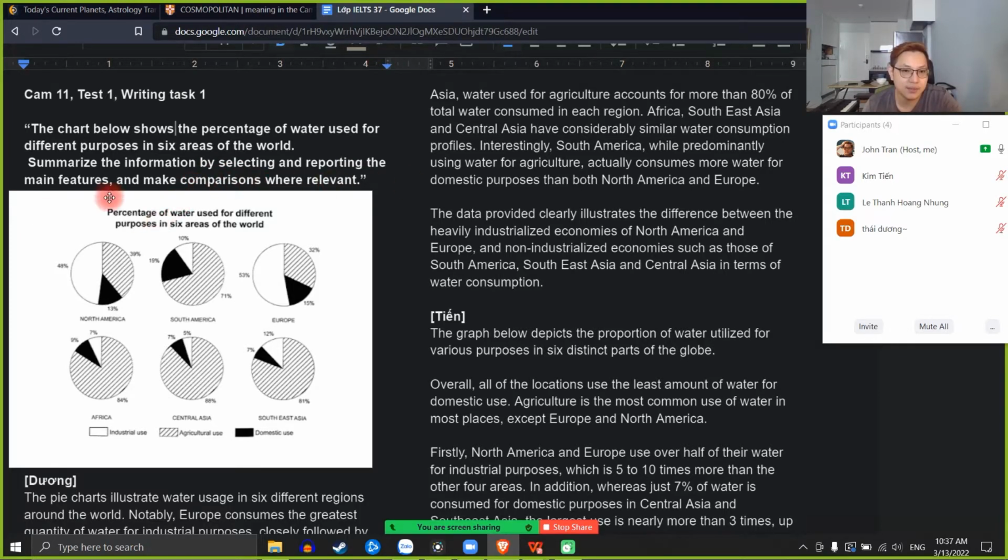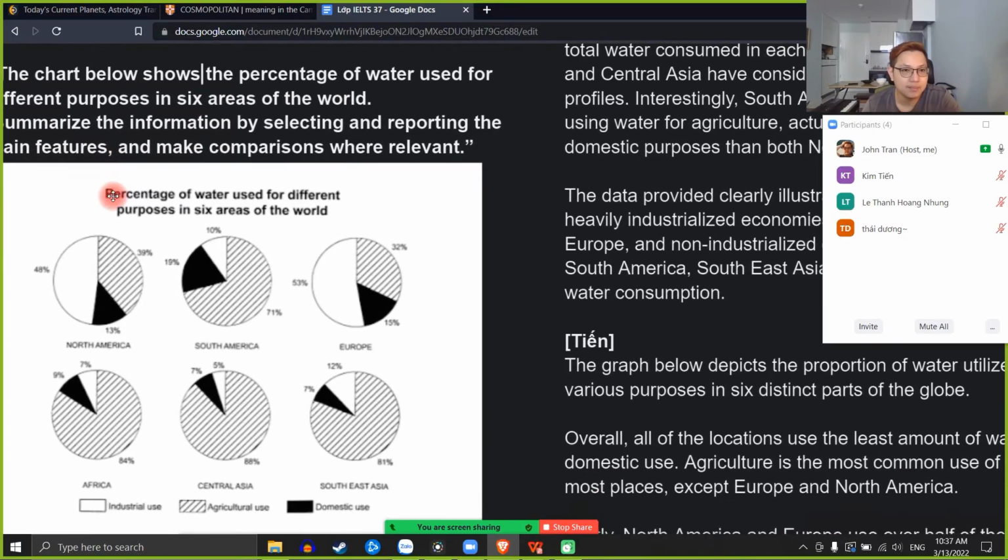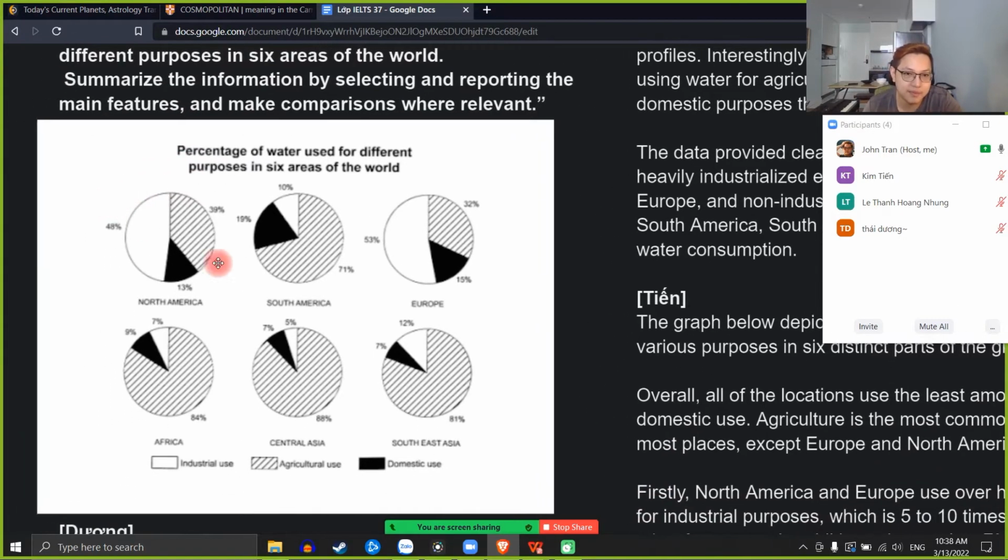So let's look at this one now. Percentage of water used for different purposes in 6 areas of the world. You can see the percentage is not very clear, sorry about that. Industrial use, this one. Domestic use, this one. And agricultural use is this one.